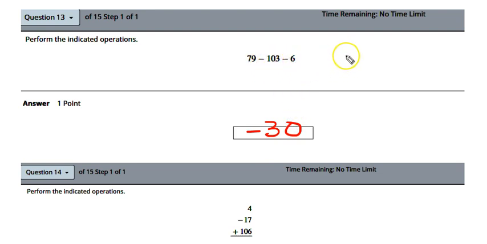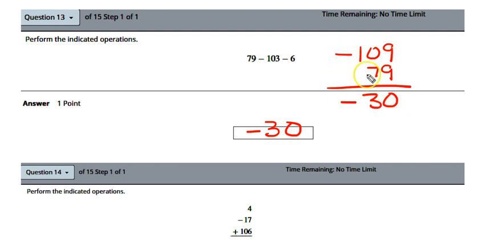So add these two together, that gives you a negative 109. You're going to subtract 79. That gives you a 30, which you apply that negative sign, the larger absolute value. Or you can just do it sequentially on your calculator. You get the same answer.